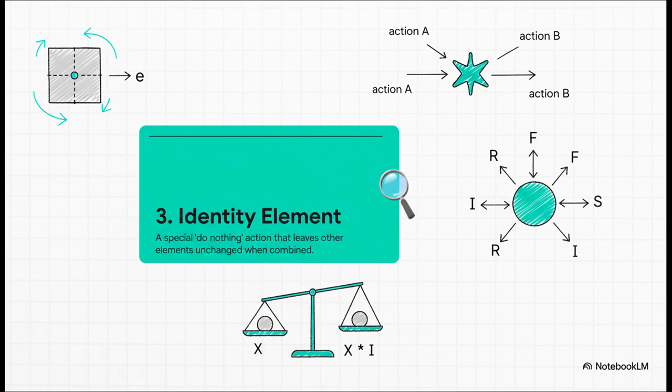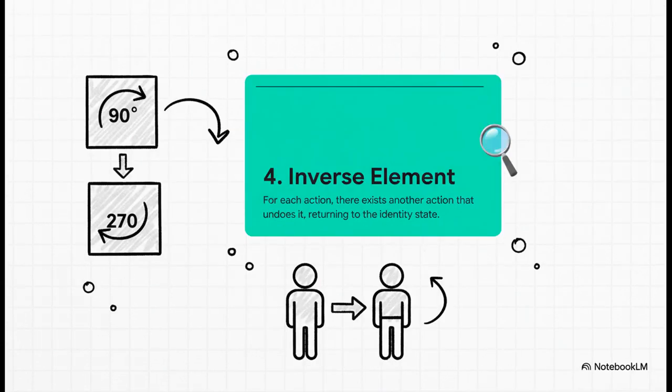If you combine any other symmetry with this identity move, you just get that same symmetry right back. It's kind of like the group's home base. And finally, the inverse element. This means that every single action in the group has a buddy action that serves as its undo button.